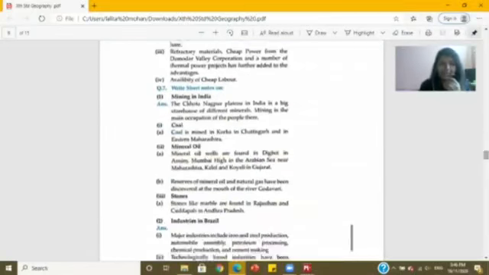Question 1, mining in India. Answer: the Chota Nagpur Plateau in India is a big storehouse of different minerals.